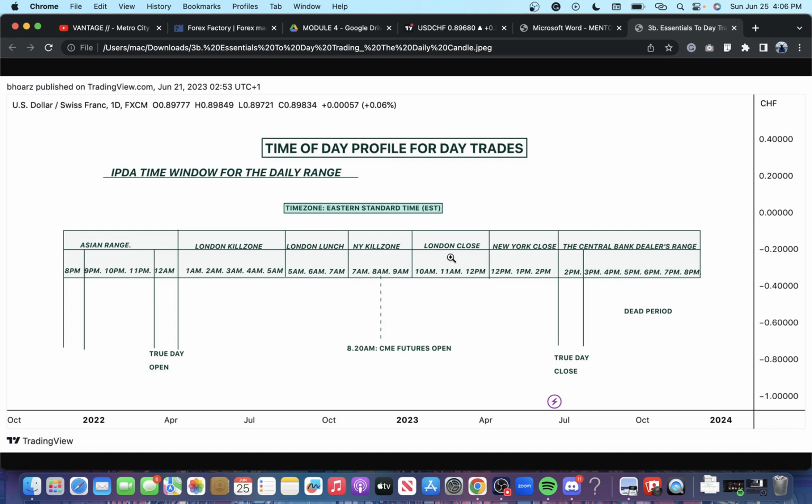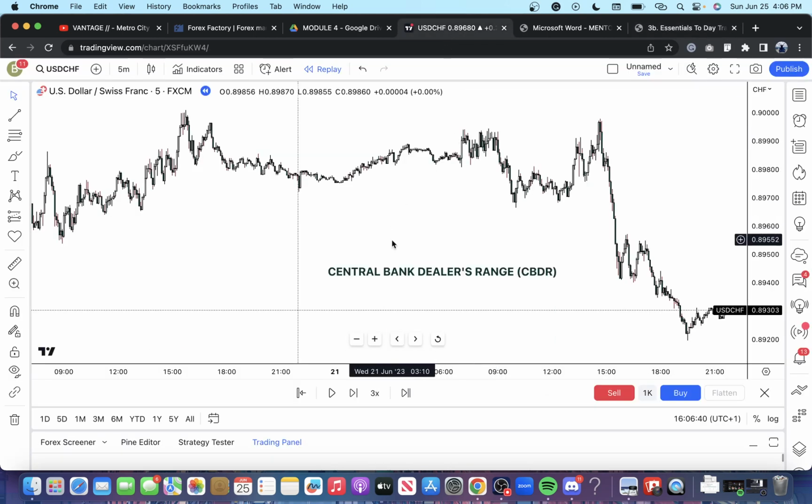You're going to see that we have a period in time after New York close, which is the central bank dealers range. If you notice, classically there's a very specific period almost every single day where the market goes into a very tight consolidation. The market's not really doing anything. It just goes into a very, very small range before the Asian session, and then it starts to see small volatility in price. That dead period in time is what we call the central bank dealers range.